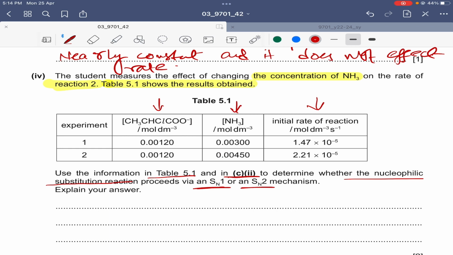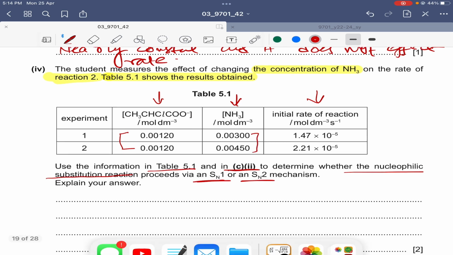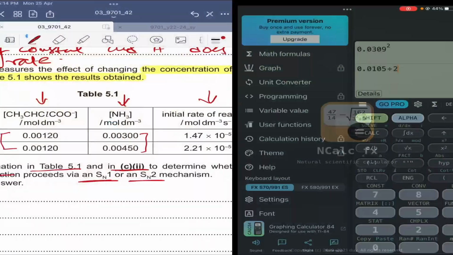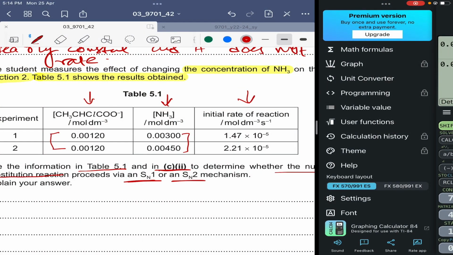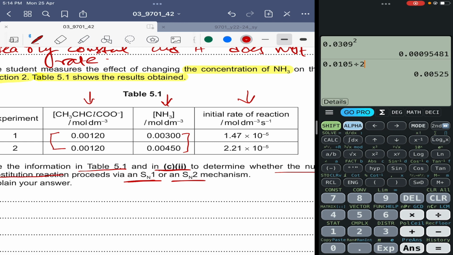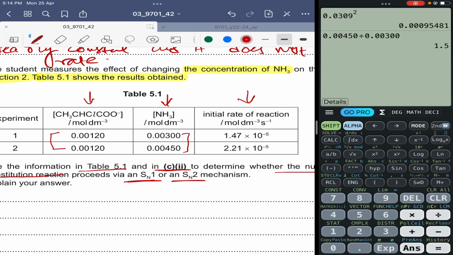So in experiment 1 and experiment 2, the concentration of chloropropanoiodine is fixed, right? And the concentration of ammonia is changing. So let's see what is the change in the concentration of ammonia. In experiment 2, the concentration is 0.00450 divided by 0.00300. So 1.5. The concentration of ammonia is increased by 1.5 times.